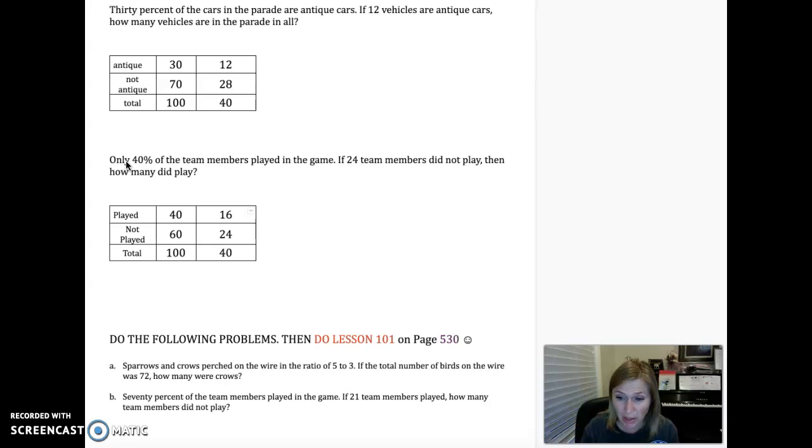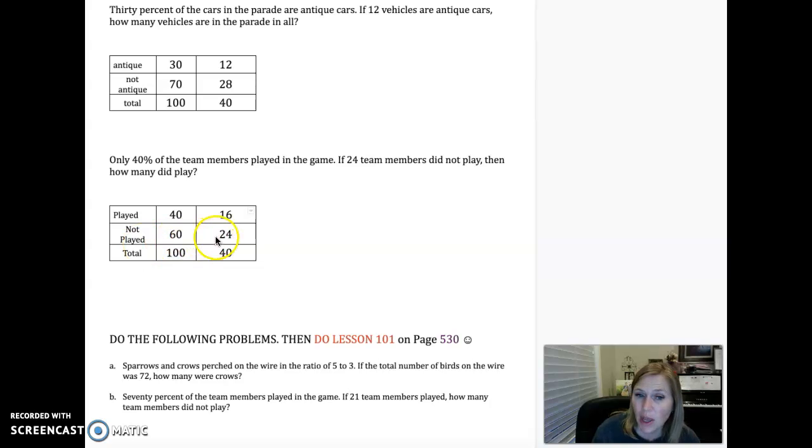You have 40%, you have 100%, that's always going to be your total. And now that might trigger the fact that you need the not played in the game, the 60% that didn't play. The difference between that 40 and that 100 is that 60. So now let's finish filling out our chart. It says if 24 team members did not play, then how many did play? So the 24 was the not played.